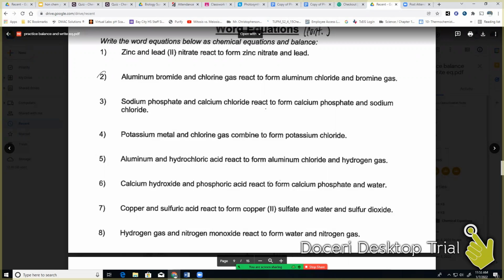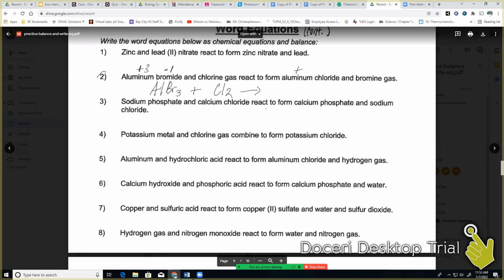So my first thing, I need to write my formula. So aluminum is a +3 and bromide's a -1. So that would be AlBr3 plus chlorine gas. So when chlorine is all by itself like this, that's when it's a diatomic. So I would need to put it as Cl2. So that's why I make such a big deal about the diatomics. If you forgot that, then you're messed up from the very beginning.